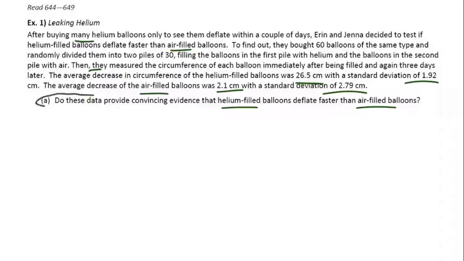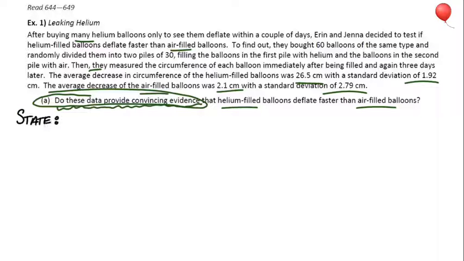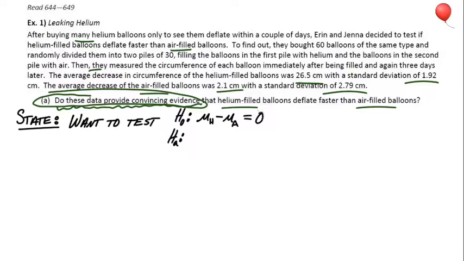So that's our cue to do a hypothesis test. So the 4-step inference process: state, plan, do, conclude. I'm going to put my little helium-filled balloon up in the corner, and let's start with the state step. Let's go ahead and get the hypotheses that we want to test. Our null hypothesis will be that there's no difference between the two means. In other words, the mean for the helium balloons would be equal to the mean for the air-filled balloons, which will always be the case for our null hypothesis when we're comparing two means.